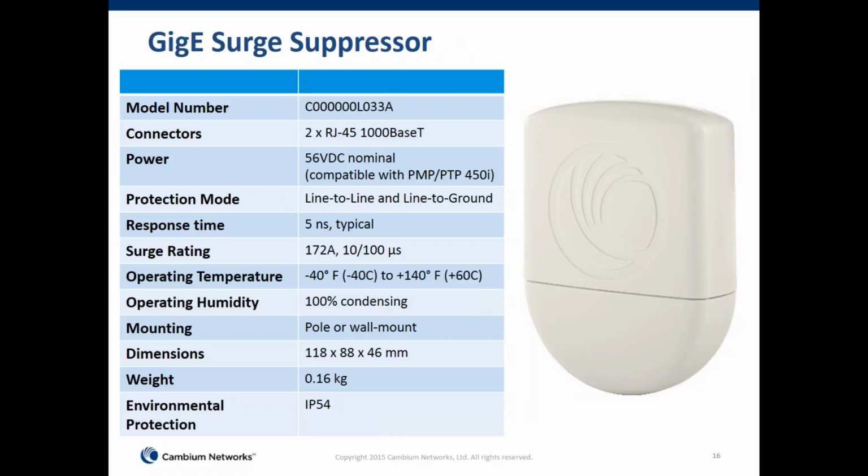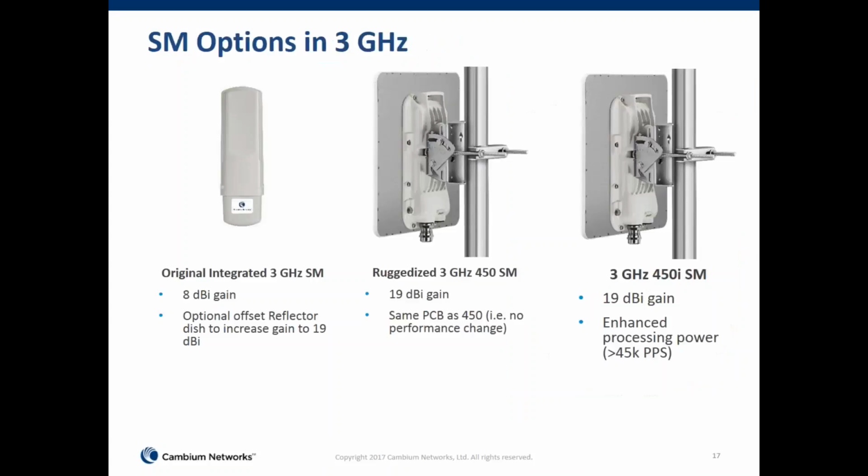As far as surge suppression goes, we recommend the gigabit Ethernet surge suppressor, which was introduced again last year with the 5 gig 450i product. It's a very simple device. It goes in line with the Ethernet to provide surge suppression on the gigabit Ethernet port line.